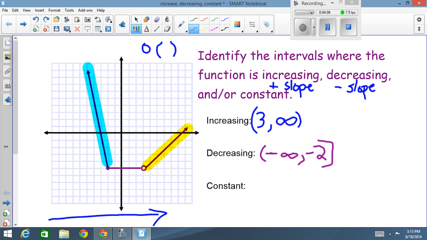And then the constant portion, well, that's just the flat line right in the middle here. That's right, sort of in between the two of these. Just be careful with your notation, because although we know it's going from negative 2 up to positive 3, on the left side by the negative 2 we need a bracket because that's a filled in point right here. Filled in point. And then the other part is going to be a parentheses because that is not filled in.